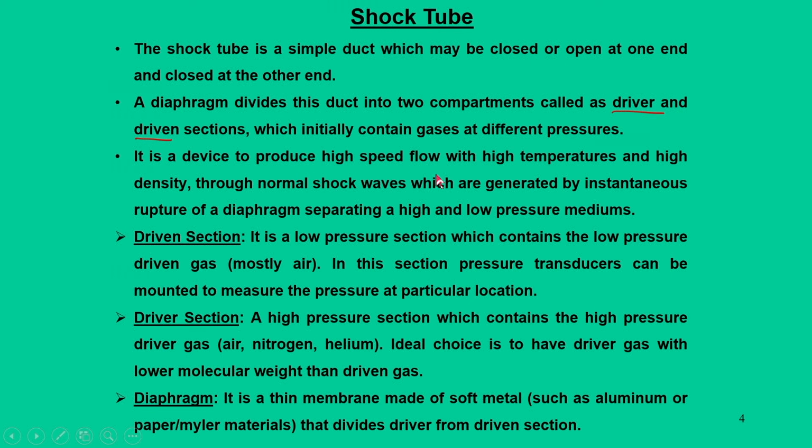It is a device to produce high speed flows with high temperature and high density, and since it is a one dimensional tube, a normal shock will be generated and it will propagate. Now, how will this normal shock be generated? Because the driver and driven sections are separated by a diaphragm, the diaphragm is instantly ruptured. As a result, due to the rupture of the diaphragm, a shock wave is generated. Once the shock wave is generated, it propagates into the driven section.